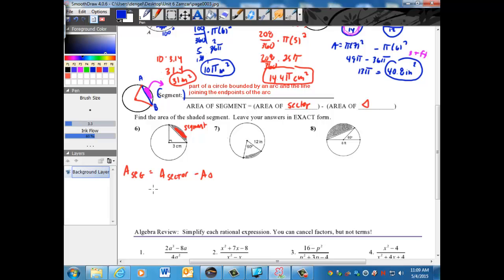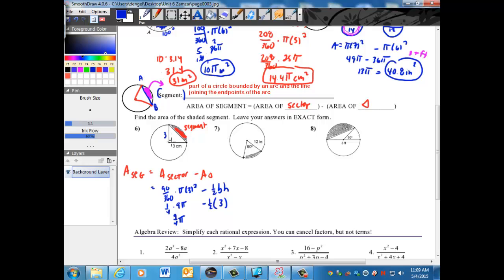All right, so the area of our sector is easy. We have 90 degrees over 360 times pi r squared. We get 1/4 times 9 pi, and we get 9/4 pi. We're going to subtract that from 1/2 base times height, which is the area of a triangle. So we get 1/2. Our base is 3. Our height is also 3.